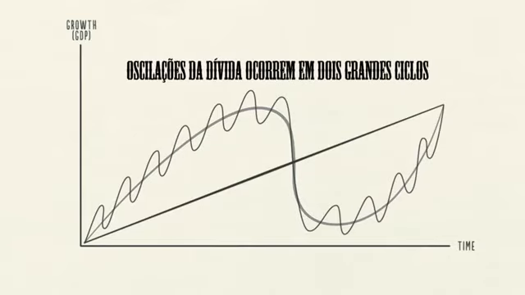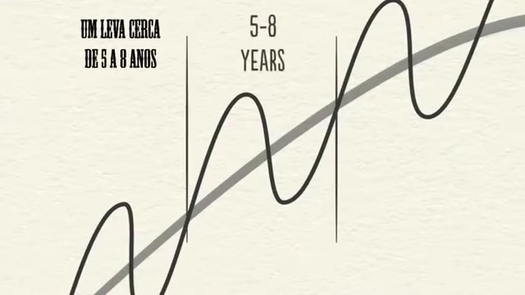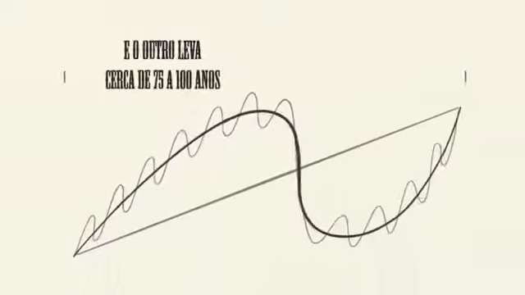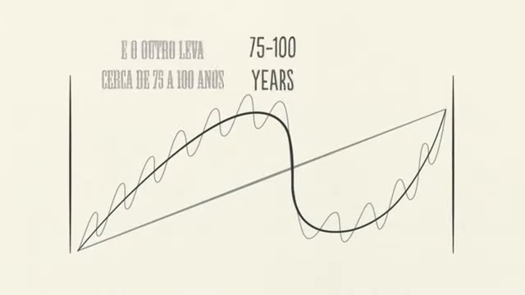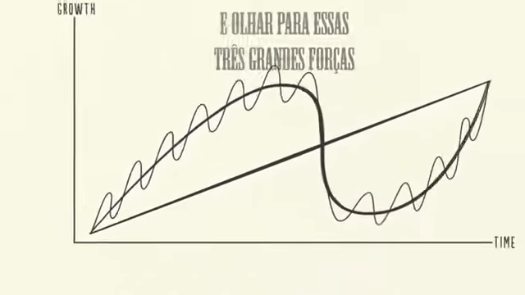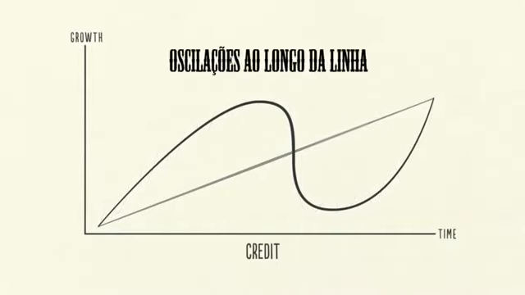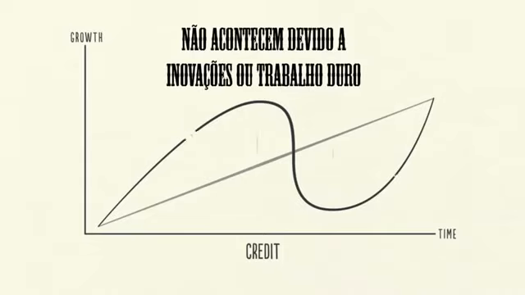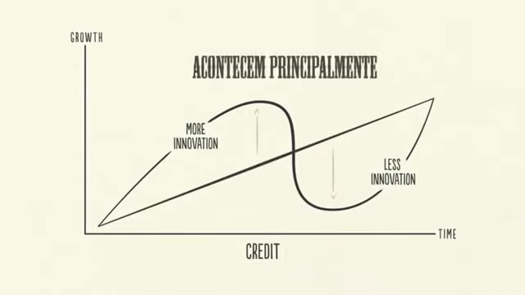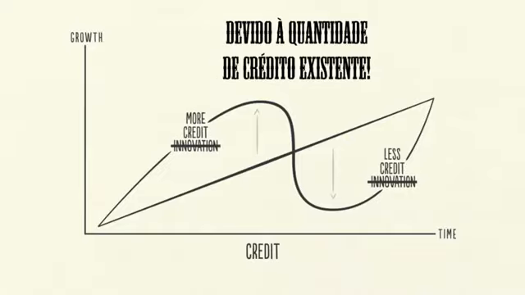Debt swings occur in two big cycles. One takes about 5 to 8 years, and the other takes about 75 to 100 years. While most people feel the swings, they typically don't see them as cycles because they see them too up close, day by day, week by week. In this chapter, we're going to step back and look at these three big forces and how they interact to make up our experiences. As mentioned, swings around the line are not due to how much innovation or hard work there is. They're primarily due to how much credit there is.